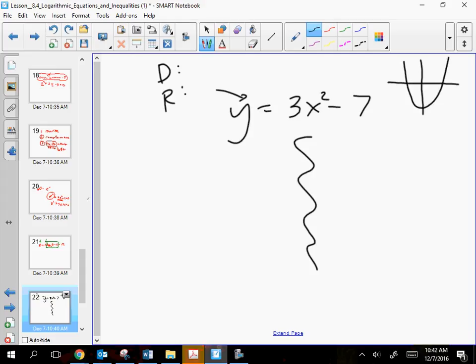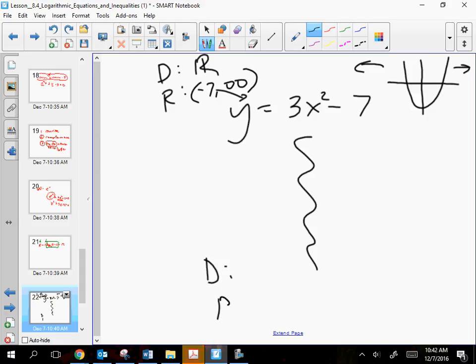Get what I'm saying? Now, once you have the little picture of it, isn't it pretty easy to say its domain and range? Domain is all reals because it goes this way and this way. That's all reals. And its range would be not all reals. It goes from -7 to infinity. So once you have the picture, it's a piece of cake. Okay, now what's the domain and range of the inverse?